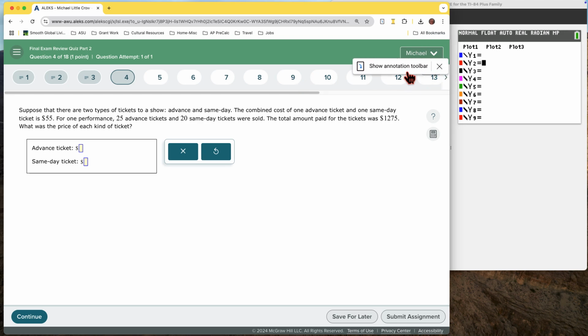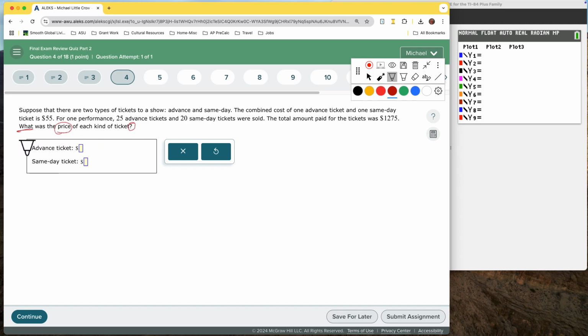We have, again, a word problem. So always read them backwards, right? We go to the question. Here's our question. The last sentence, the total amount paid for the tickets was, well, that's actually not it. Look for those question words. What? That's what we're looking for: the price of each kind of ticket. We're looking for the price of the tickets, not the number of tickets, but the price of each kind of ticket.